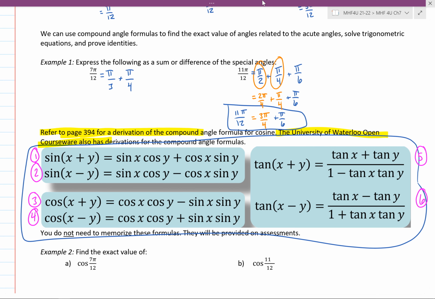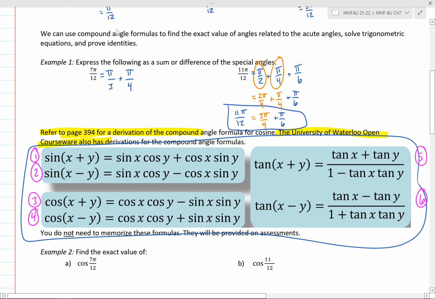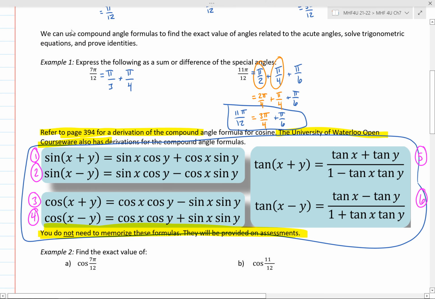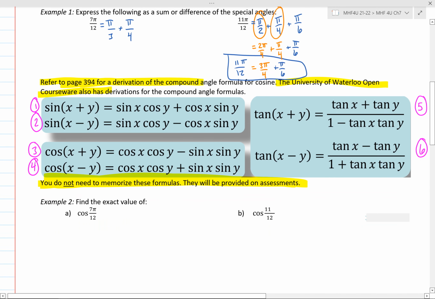Now, if you're in my class, regardless of the year you're taking this, you will be given these formulas on assessment. So you do not need to memorize these formulas. It's not worth our time. It's only worth our time to practice these formulas themselves. Now, if we're practicing these formulas, let's take a look.